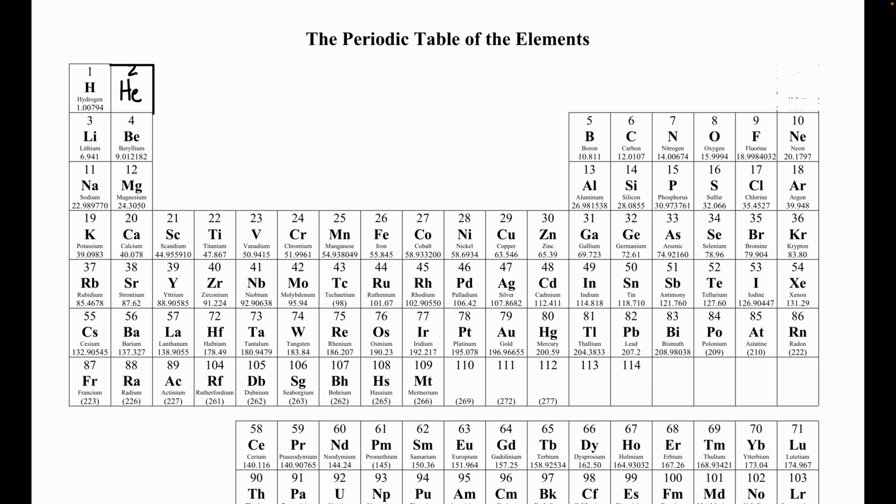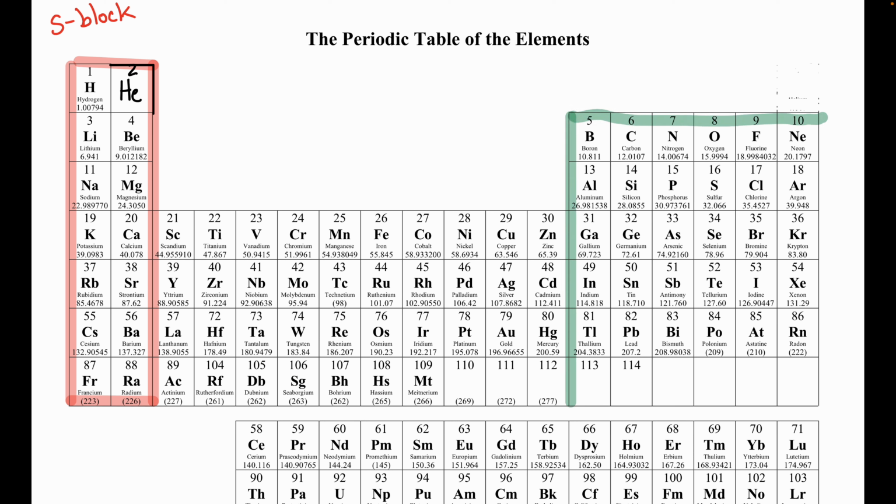Cool. All right, the first block on our periodic table is these first 2 columns. And this right here is our S block. All right, S, that spherically shaped orbital. Over here, this is our P block.